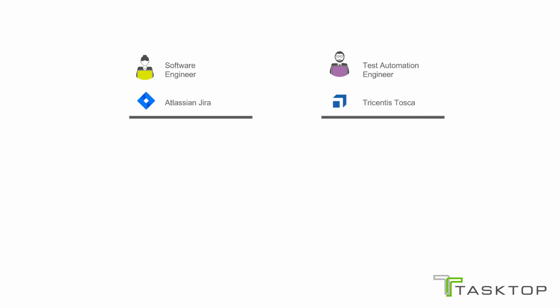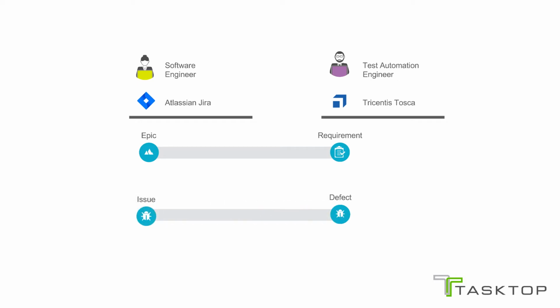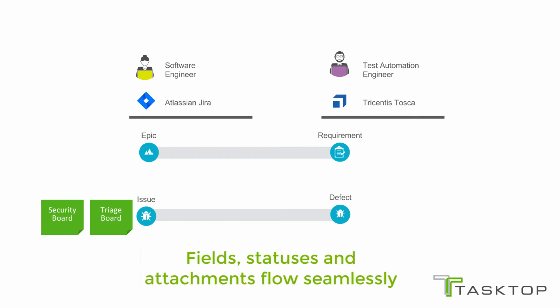In our demo, a software engineer creates a new epic in Jira. Tasktop will flow the epic to Tosca as a requirement so the test engineer can design appropriate test cases. In Tosca, when the test engineer uncovers defects, Tasktop will flow the defect to the appropriate Jira board based on their context. Security defects will flow to the functional security lead, and other defects will flow to the defect dispatcher for triage. During the demo, I'll show you how the fields, statuses, and attachments all flow from tool to tool to help eliminate duplicate data entry, email exchanges, and status meetings. So let's get started.